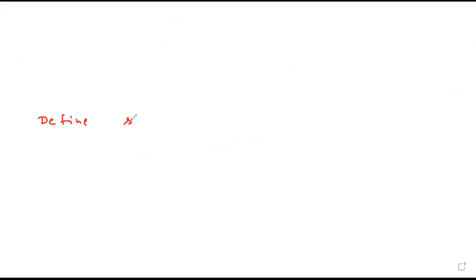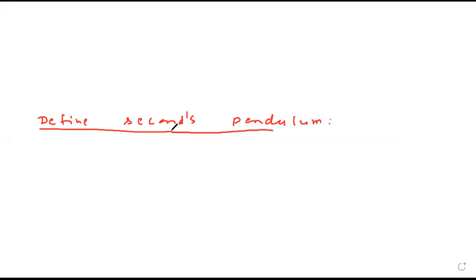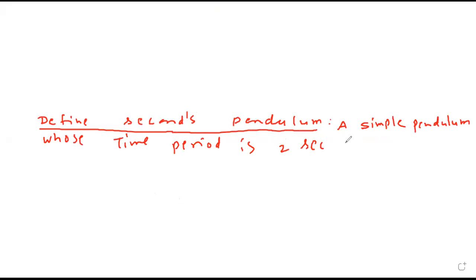Define seconds pendulum. A simple pendulum whose time period is 2 seconds is called a seconds pendulum. So a seconds pendulum is also a simple pendulum, but it has a specific time period of 2 seconds.